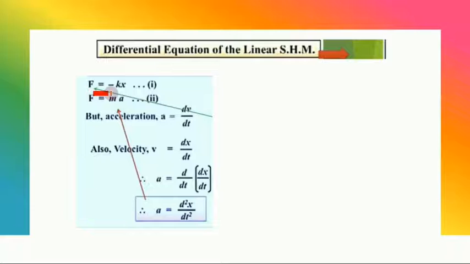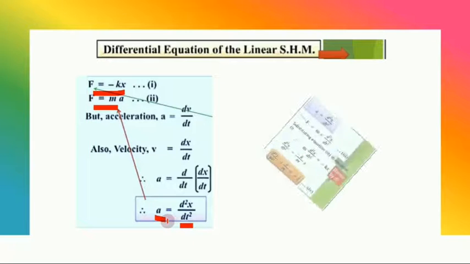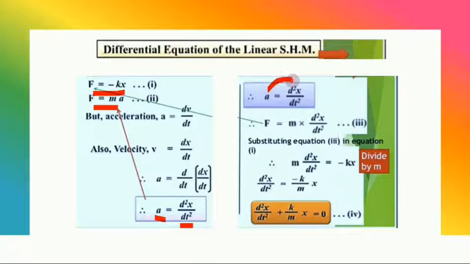So from the first equation, F is equal to minus kx, and F is equal to ma, but acceleration is equal to dv by dt and v is equal to dx by dt. Therefore, a is equal to d2x by dt square. So in place of acceleration we can put d2x by dt square in equation number 2, which gives us F is equal to m multiplied by d2x by dt square. Now substituting this value of F in equation number 1, we get m d2x by dt square is equal to minus kx.